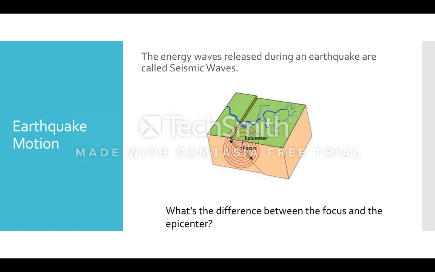Now let's talk about earthquake motion. The energy is released in waves, and these are called seismic waves. Notice the picture that's given. Seismic waves are represented by the red concentric circles emanating from the focus. Focus and epicenter are also two new vocabulary words. Be sure to write information about focus and epicenter from this presentation on your note sheet.